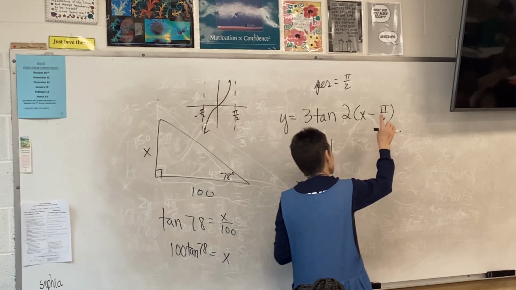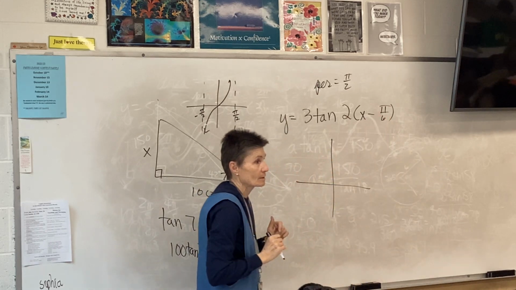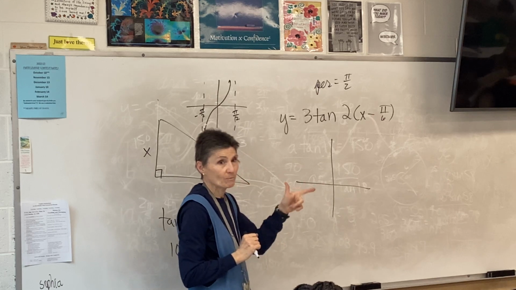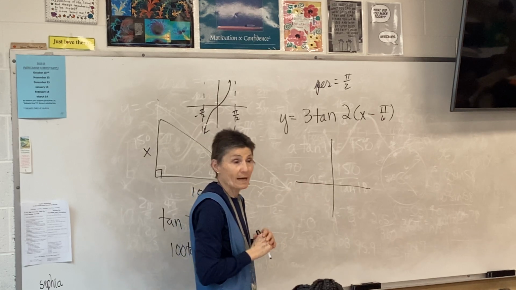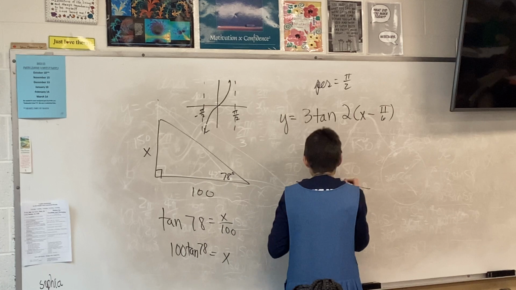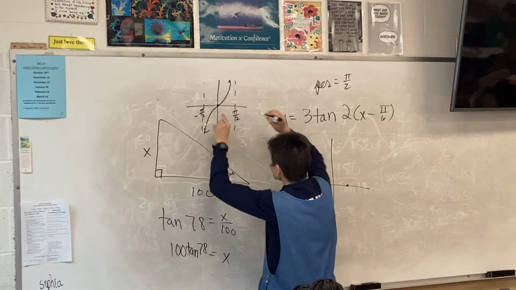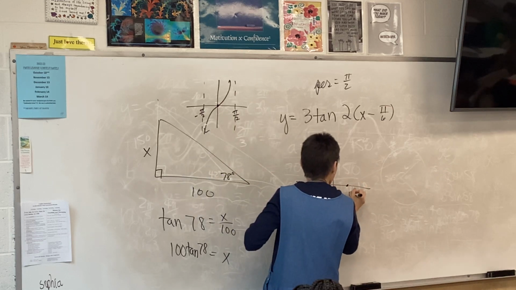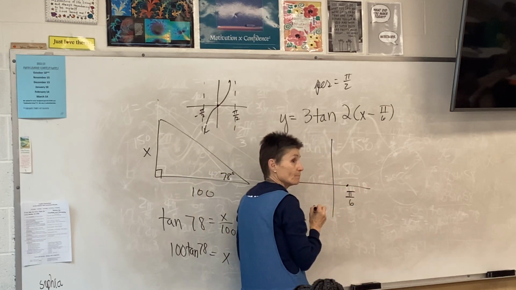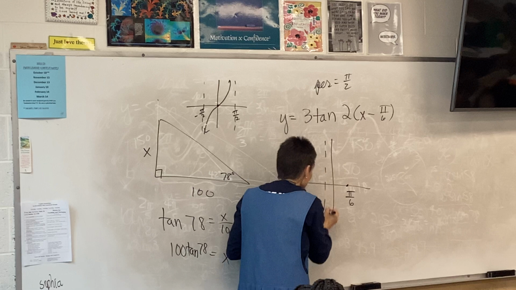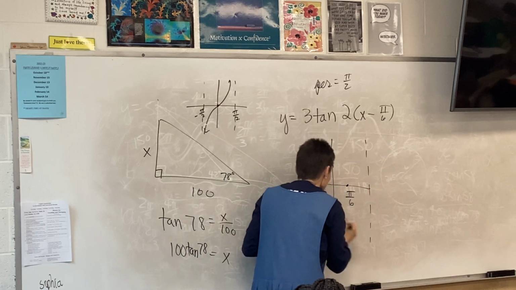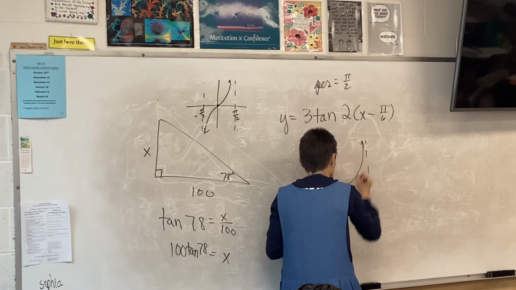Furthermore, what does that do? That takes it pi over 6 to the right. So now, the origin, which is this dot right here, is now at pi over 6. There's an asymptote over here, there's an asymptote over here, and it squiggles up through the origin.